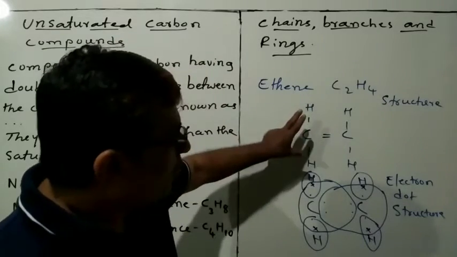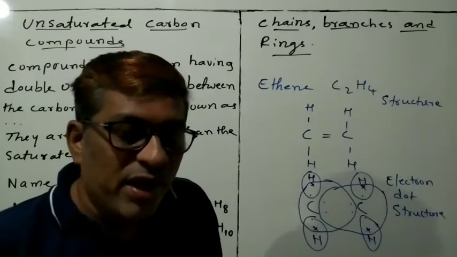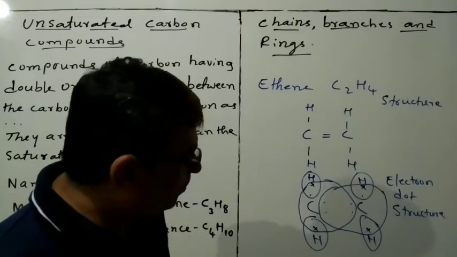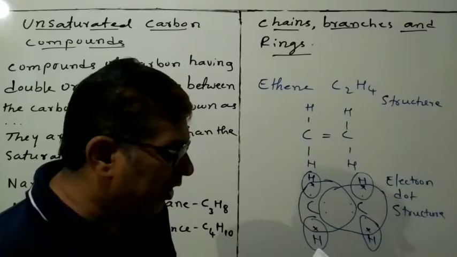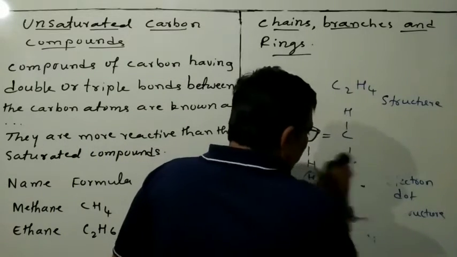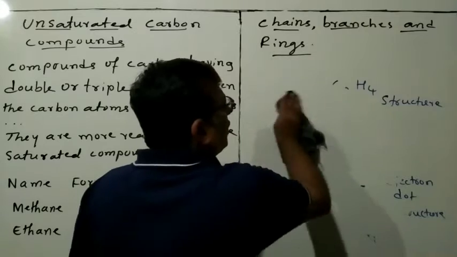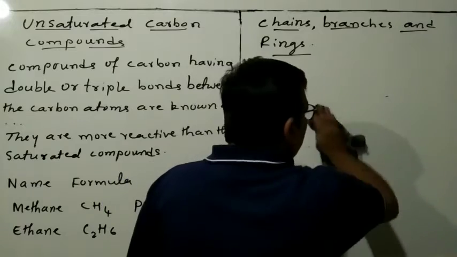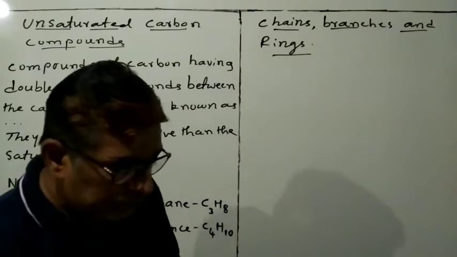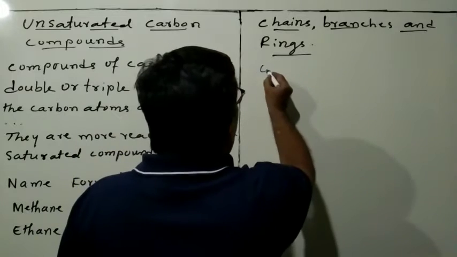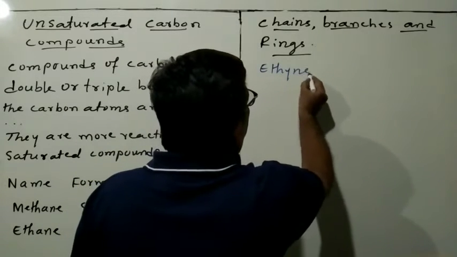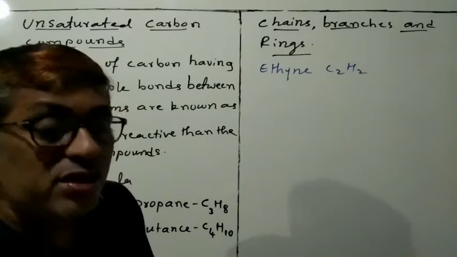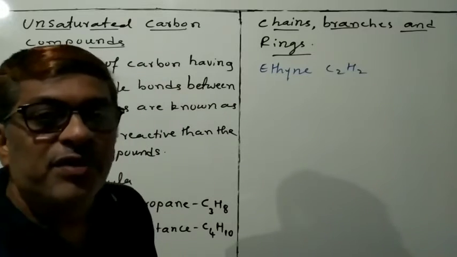Okay, dear students, you have to learn both the structure as well as the electron dot structure. Now we'll see another name, ethyne. What is the molecular formula of ethyne? So ethyne, E-T-H-Y-N-E, is C2H2. Now here also we'll see the structure.